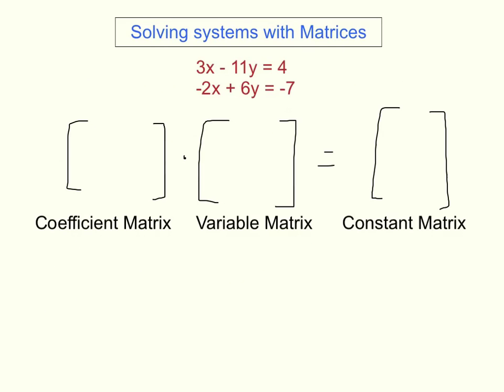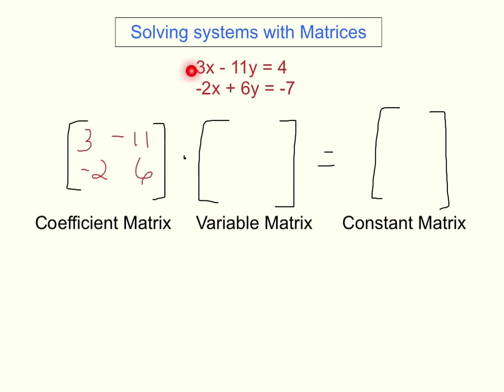Now, the 3 matrices we're going to use are coefficient, variable, and constant. Okay, so the coefficient is exactly like it sounds. You're just taking the coefficients of the equations and putting them in here in the same order. So 3 and -11, so you write it just like that, left to right, 3, -11, and then -2, 6. This is why it's really important to have this in the correct standard form.